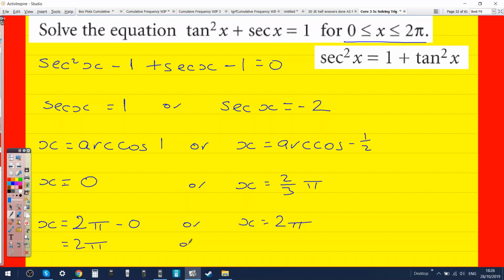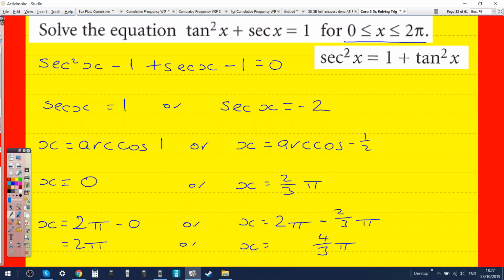And the second one, that's 2 over 3 pi. So it will just be 2 pi minus 2 over 3 pi, which is 4 over 3 pi. Well done.